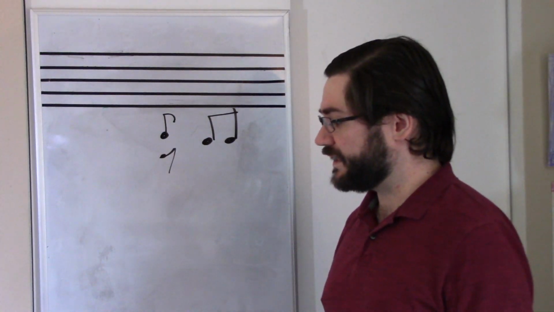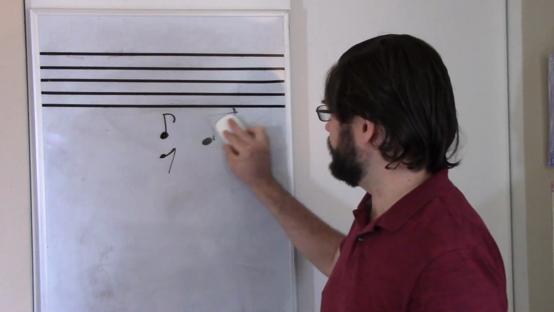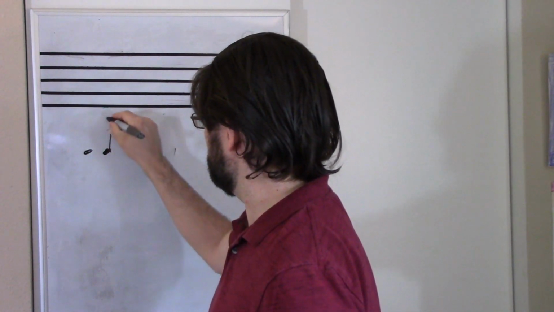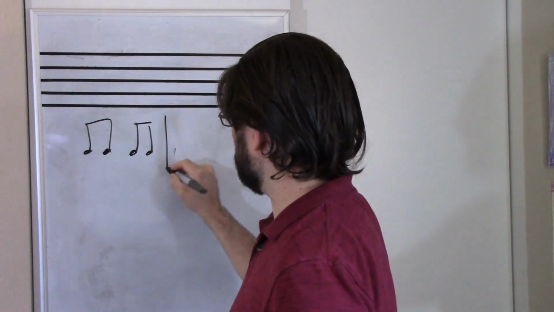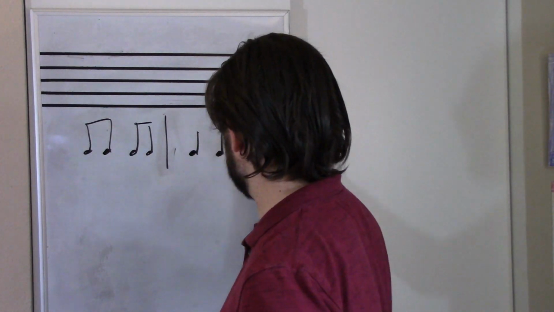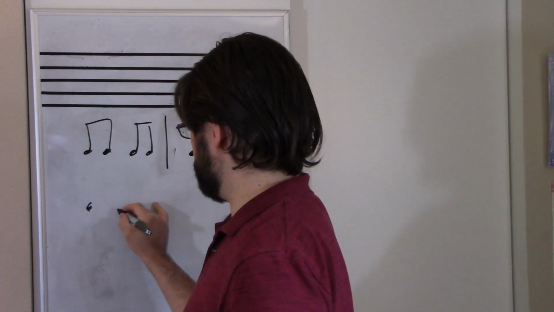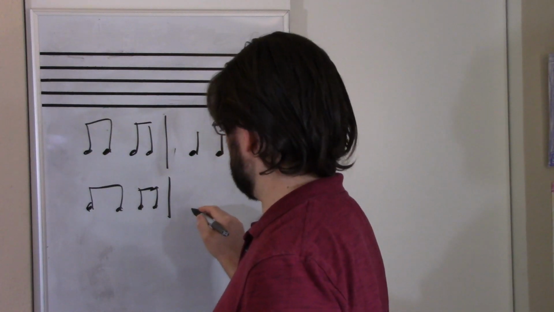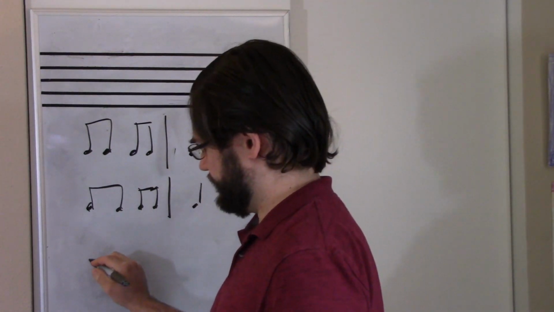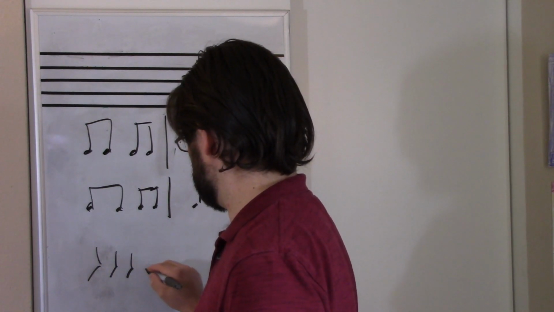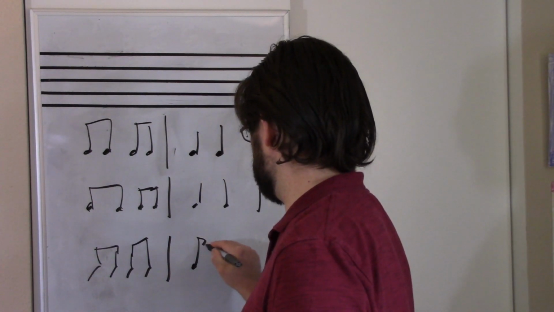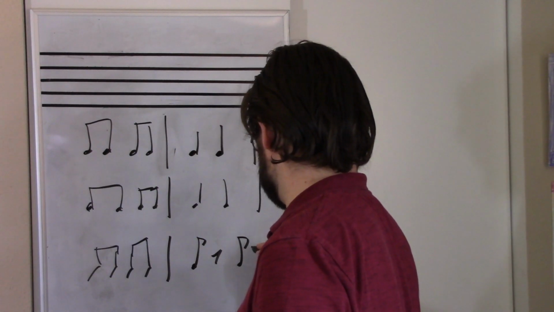So if we look at number 168 in our book, we have 4 eighth notes, bar line, quarter, quarter, bar line, 4 eighth notes again, quarter, quarter, 4 eighth notes, bar line, and then you get your eighth note and an eighth rest.